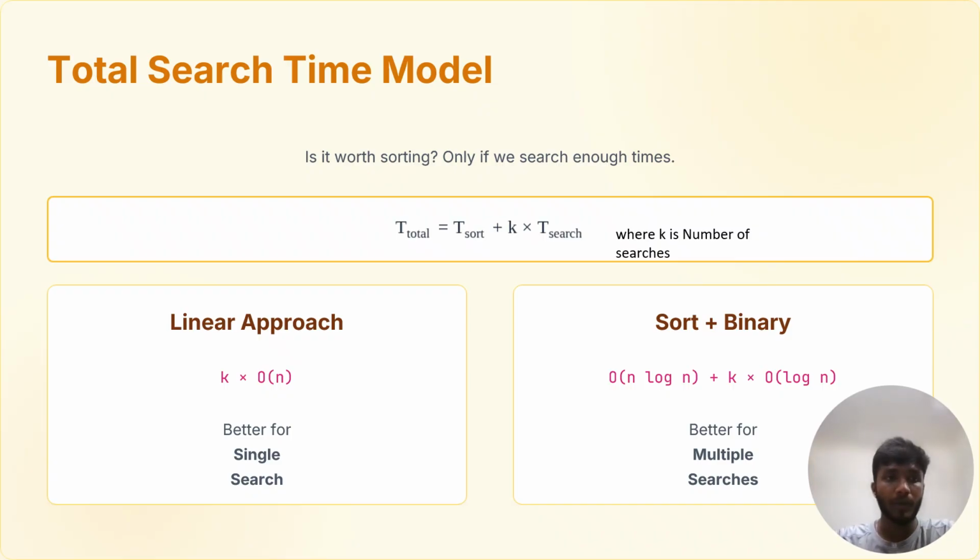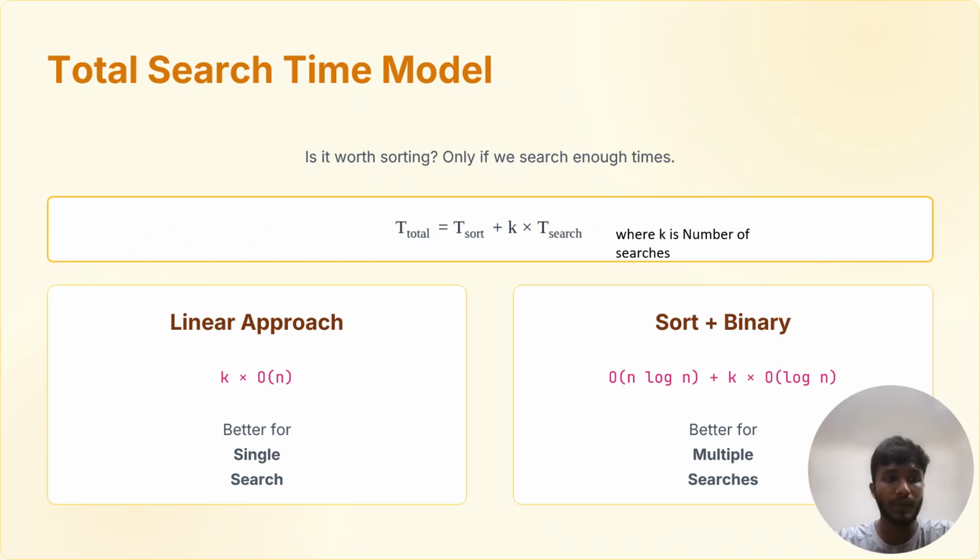I am going to talk about total search time. Sorting takes time, so it is not always the best choice, especially if we only need to search once. A single linear search is faster in that case because sorting the entire data first would be unnecessary.